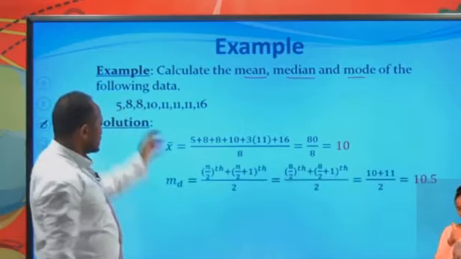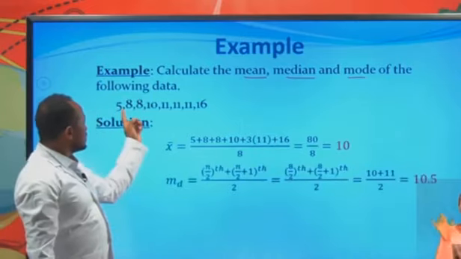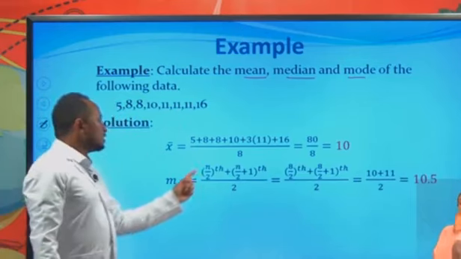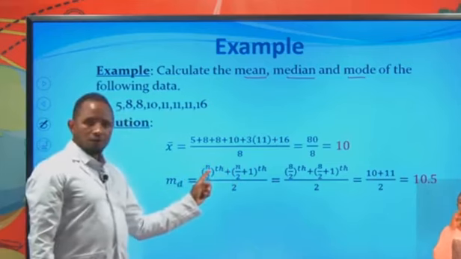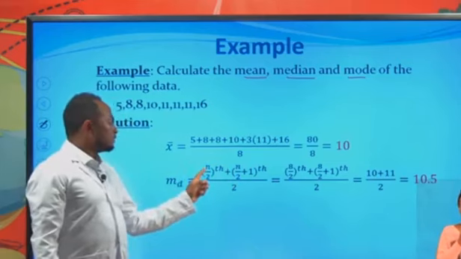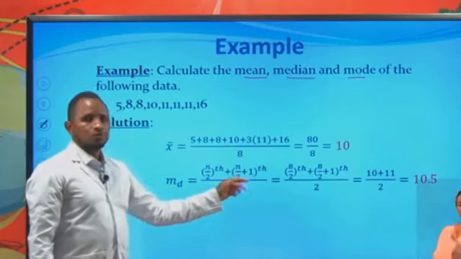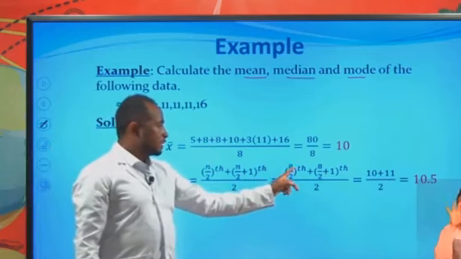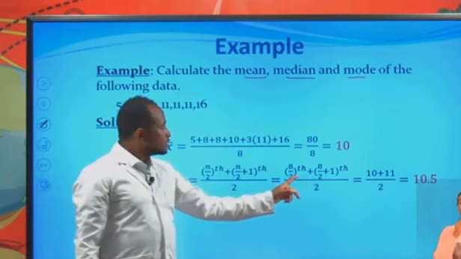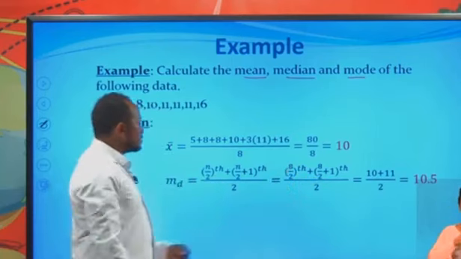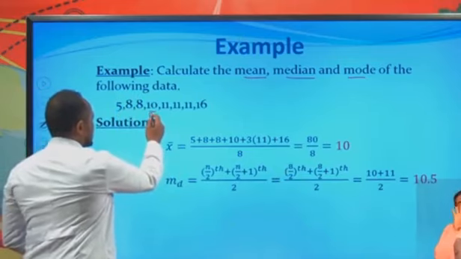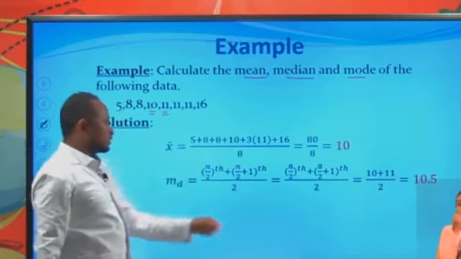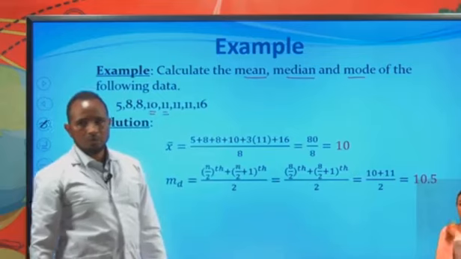Now let's compute the median. Since here we have 8 data, the number of data is even. In this case, we use this formula. The median is the average of the n over 2 item and the next, n over 2 plus 1 item, divided by 2. Therefore, we have 8 data here. 8 divided by 2 item plus the next item, divided by 2. So 8 over 2 means 4, the fourth item. 1, 2, 3, the fourth item is here, it is 10. And the next is 11. Therefore, you take the average of the two. It is 10 plus 11 divided by 2. It gives you 10.5.